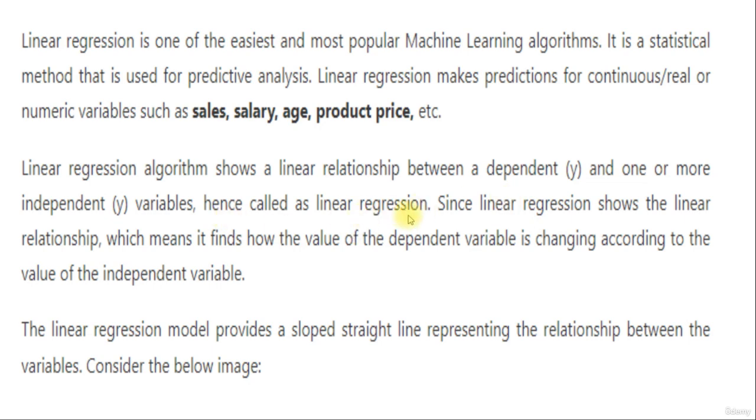Now, because it is trying to establish a linear relationship between the target and independent features, that's why we call it a linear regression algorithm. Linear regression shows a linear relationship, which means to find how the value of the dependent variable is changing according to the change in the value of the independent variable. The linear regression model provides a sloped straight line representing the relationship between the variables.